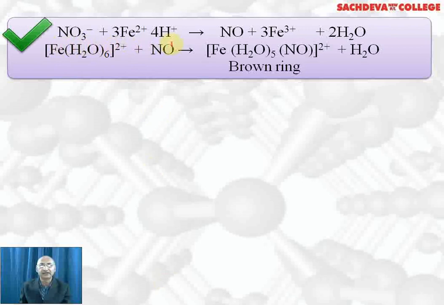Nitrate ion plus ferrous ion in the acidic medium oxidize. Ferrous ion gets oxidized to ferric ion and nitrate ion gets reduced to NO in dilute solution, plus water is formed. The remaining ferrous ion, which is hydrated, combines with NO to form a complex which is brown colored in nature, and this is the brown ring. This is the chemistry of the brown ring.